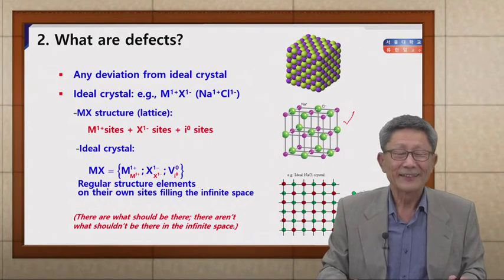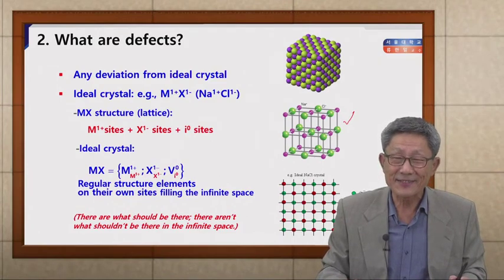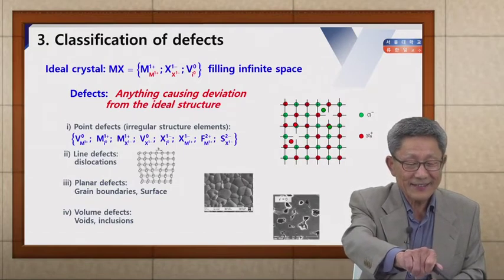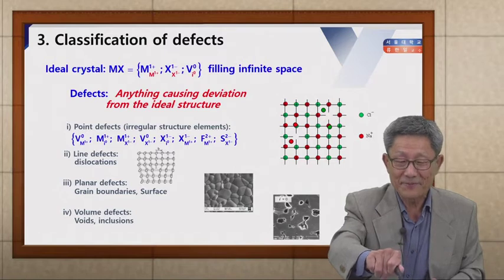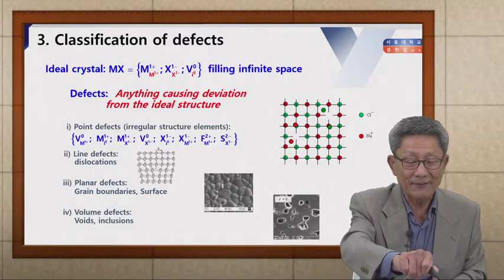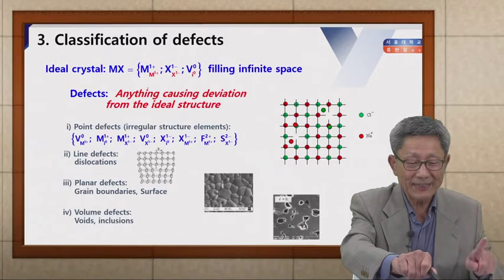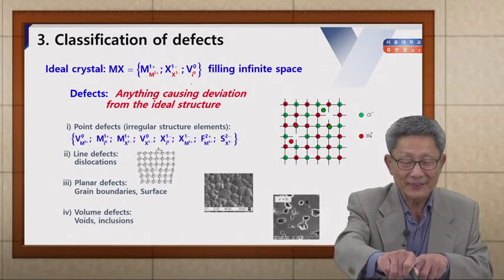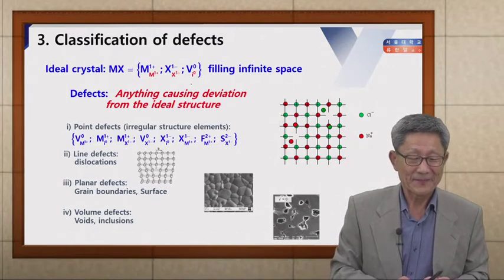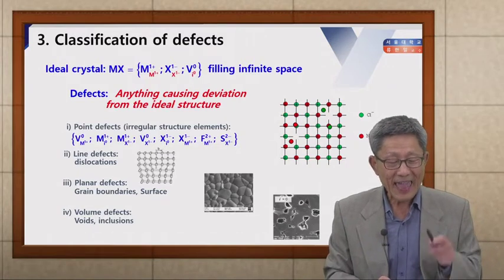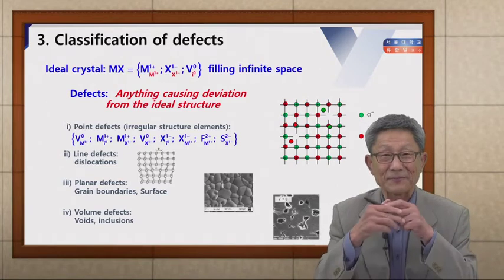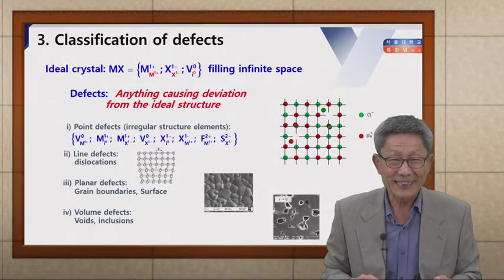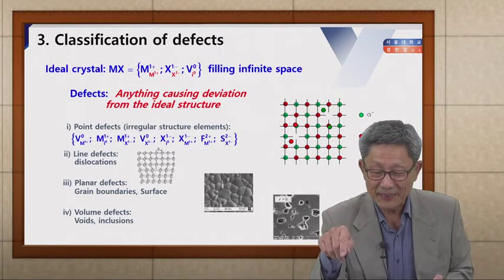Then we can easily sort out what defects are. As I said, the ideal crystal consists of regular structure elements filling infinite space. By regular structure element, I mean cation on cation site, anion on anion site, and vacancy on interstitial site. Now a defect is anything causing deviation from this kind of ideal structure. Let's sort out the defects just from the lattice point.